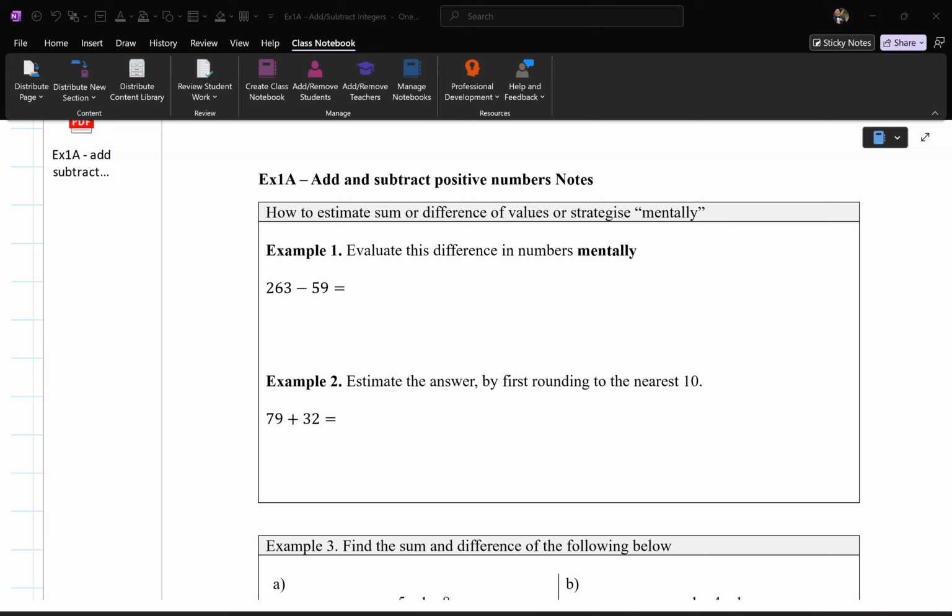It is now recording. All right, year eights, this is exercise 1A. We're going to just revise, just to start easy this week. We're going to do add and subtract positive numbers. The aim for this term is that you're going to venture into negative numbers, but we need to check if you can add and subtract positive numbers first, okay?